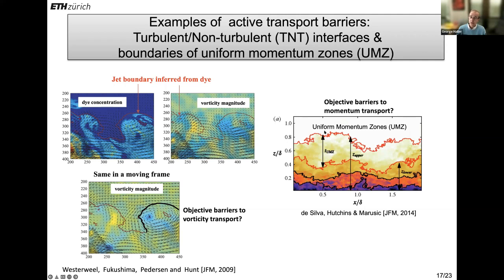And here's the other thing I mentioned, the uniform momentum zones. It's a very nice, influential paper by Da Silva, Hutchins, and Marusic, 2014. Again, it's a turbulent simulation, not experiment, if I remember correctly, in which, going through a sequence of statistical and other steps, they identified these layers in which they would argue that at least the horizontal momentum is largely constant, as evidenced by these colors. And then they had a way of defining barriers between them. This procedure is also heavily based on the velocity directly, so this is not objective either. You change the observer, it goes away. So is there a way to define these objectively?